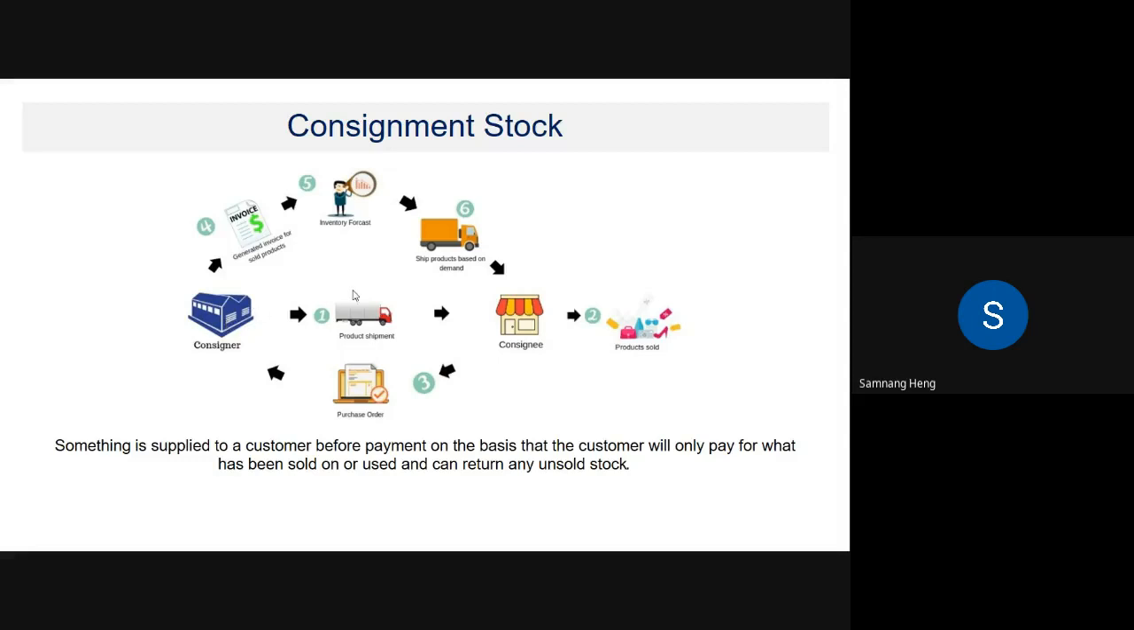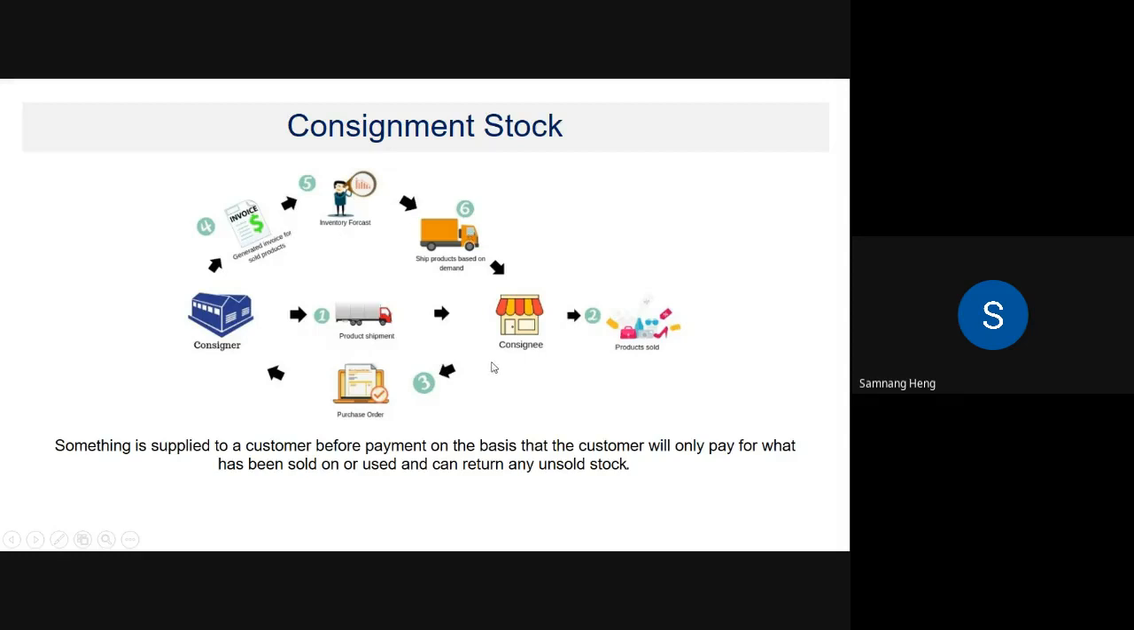First we ship the product from our warehouse to the customer here, and the customer could sell it directly to the consumer, or if they cannot sell it, they just return it. When they sell it, they have to make a purchase order, issue an invoice, and then inventory forecast and everything else.